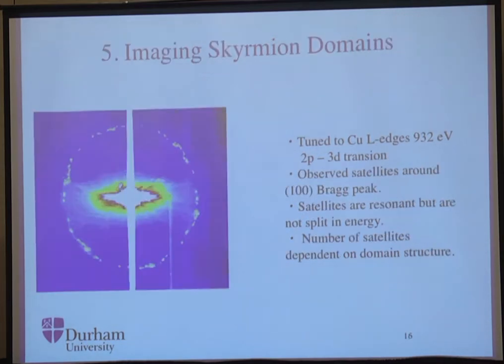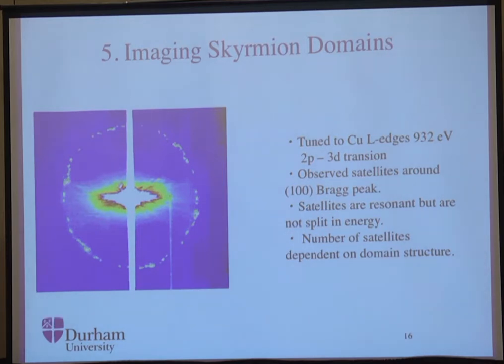And what you see when you look around the 100, well, the first time you cool it down, you often find a mess. A whole ring of satellites around the 100, and this here is just a streak formed by overexposing the CCD and blinding it momentarily. And we found, just like in the study by Wagner, that the satellites were indeed resonant. That is, they increased in intensity very close to that L3 absorption edge and indeed the L2 absorption edge.